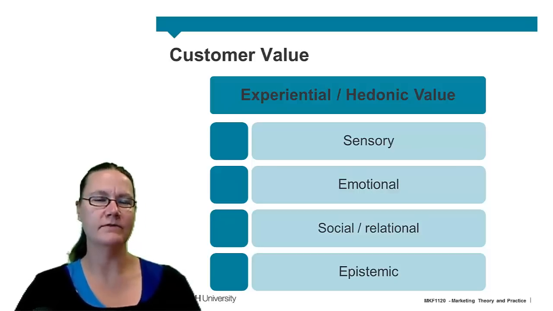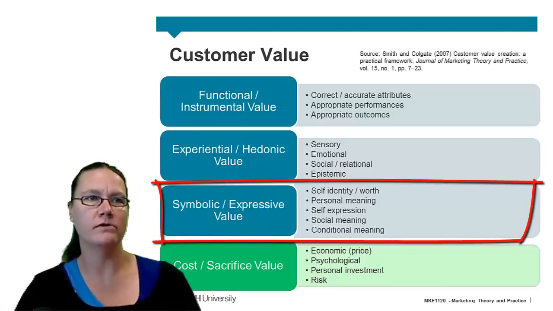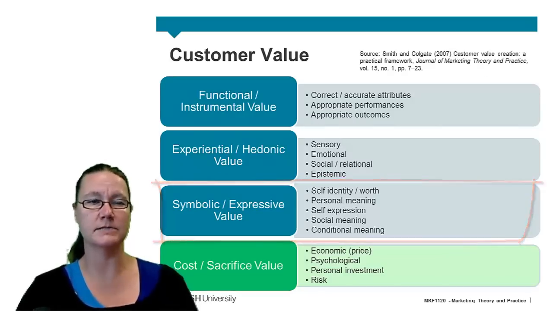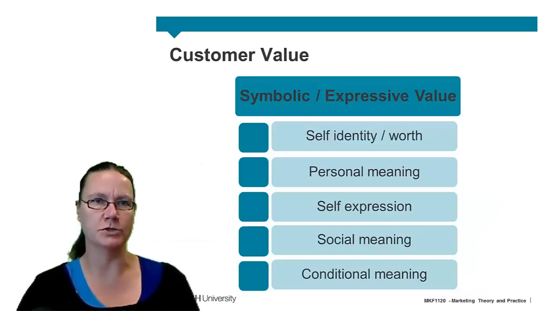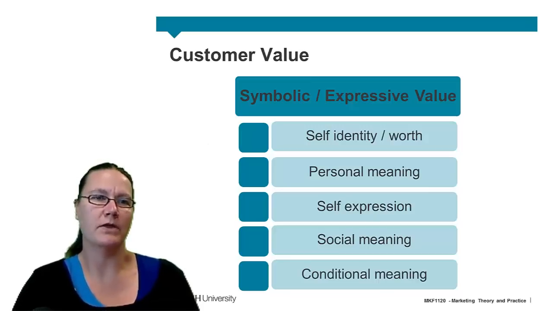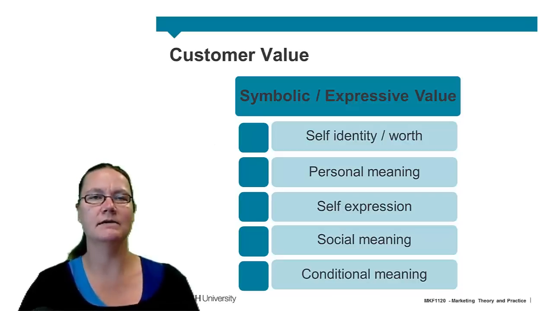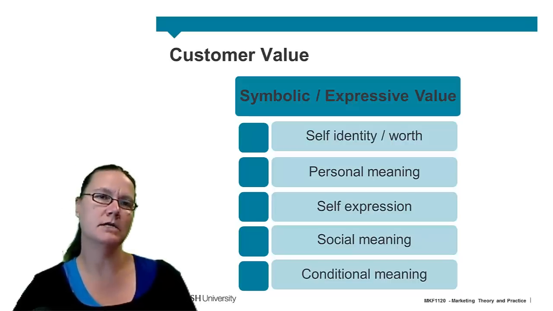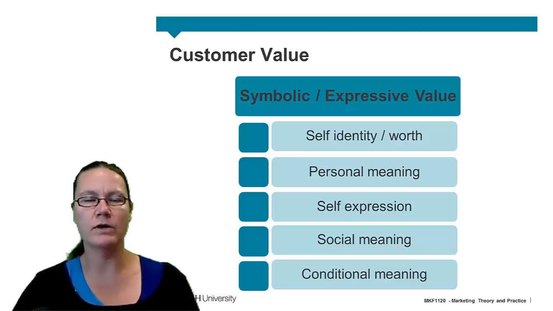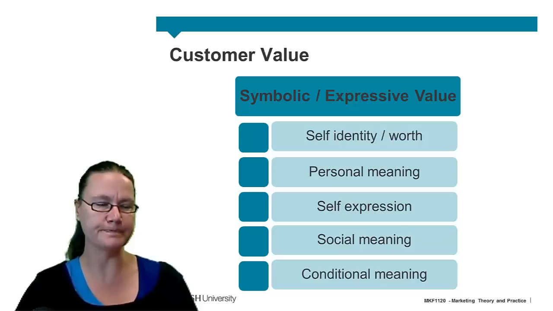So now we've covered experiential and hedonic value, and we're going to move on now to the third of our dimensions of value, symbolic and expressive. Symbolic and expressive value is about psychological benefits, things that by consuming the product, psychologically we feel better and benefit in these different areas. Again, I'm going to remind you that not every product has every one of these dimensions or these subdimensions, but these are the different types of benefits that we can get from products.